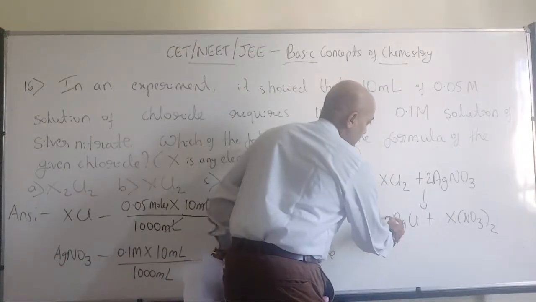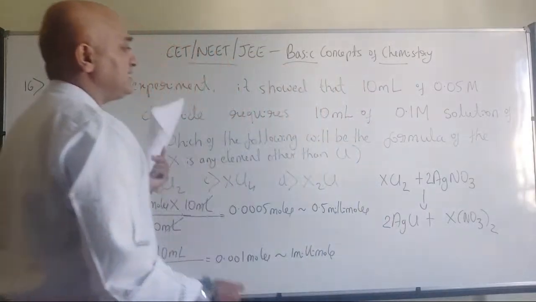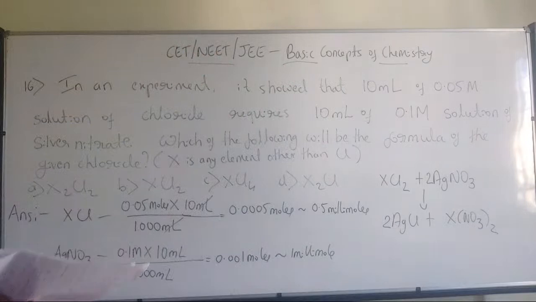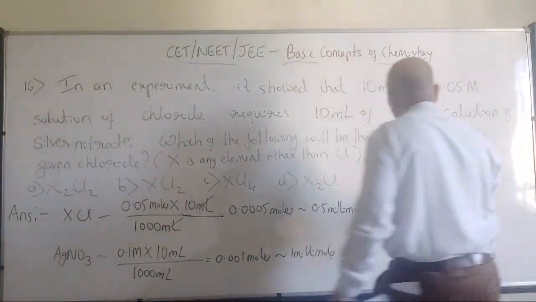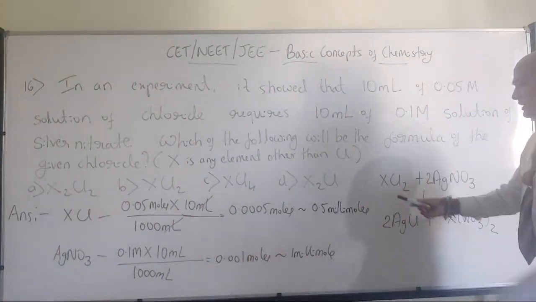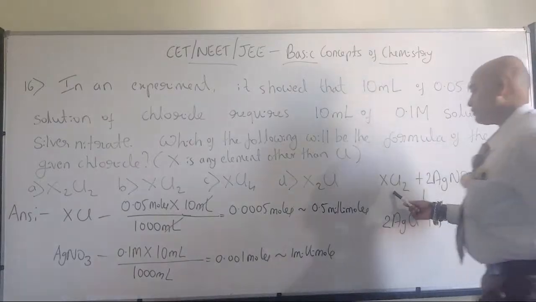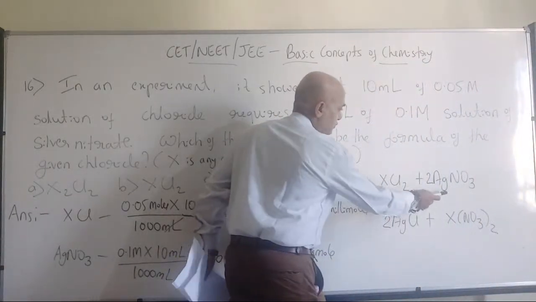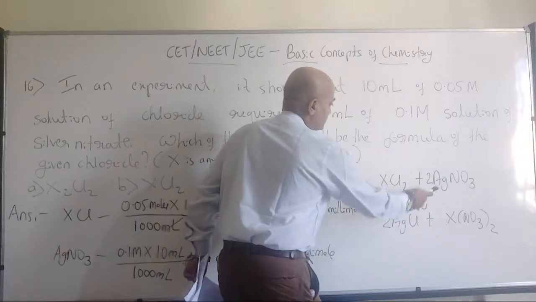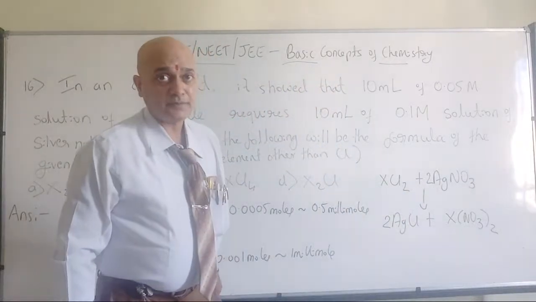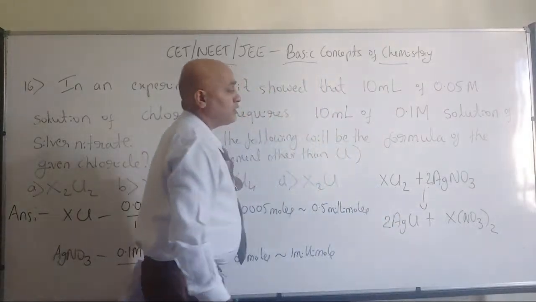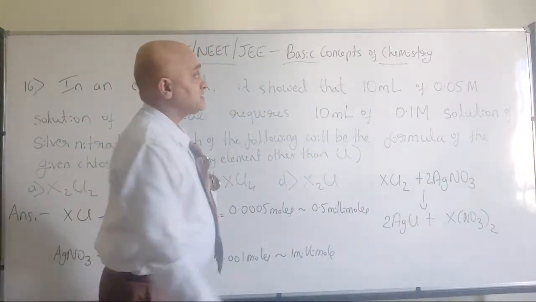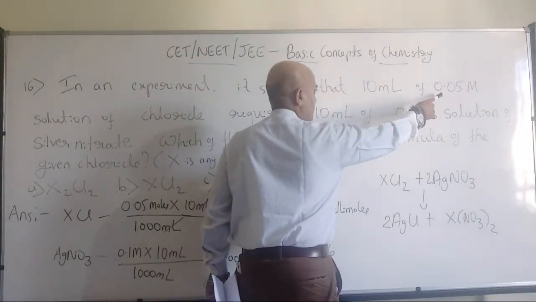So naturally here also I should make it as 2 AgCl. That's where I am going to get 2 AgCl. Now if I see this equation, 1 mole of given chloride is reacting with 2 moles of silver nitrate. So 1 mole of given chloride is reacting with the 2 moles of silver nitrate. So that's what the given information also.